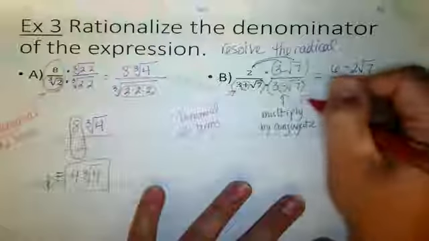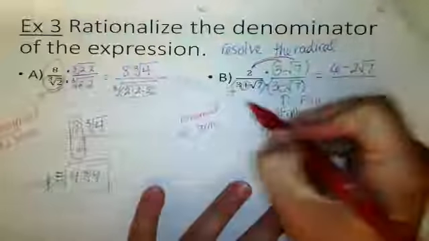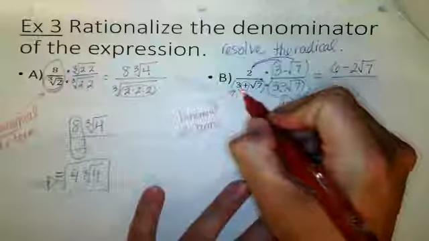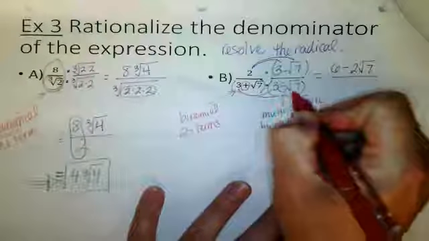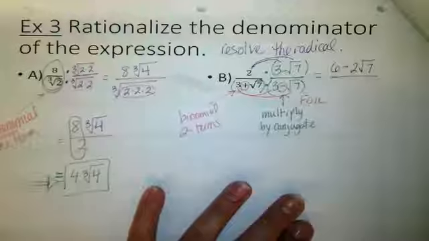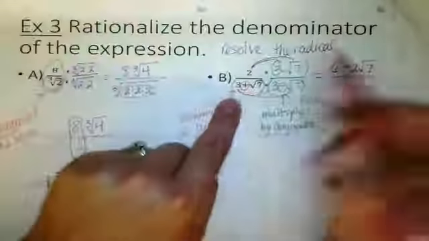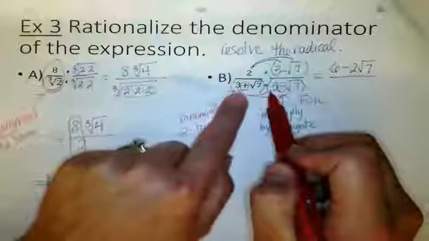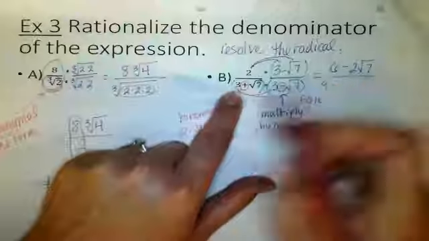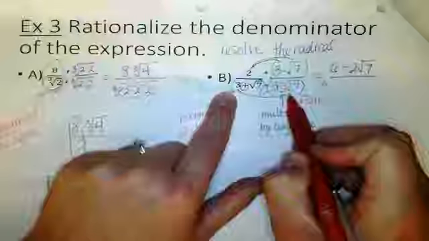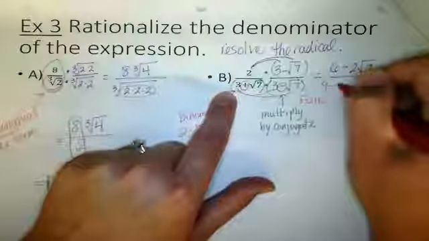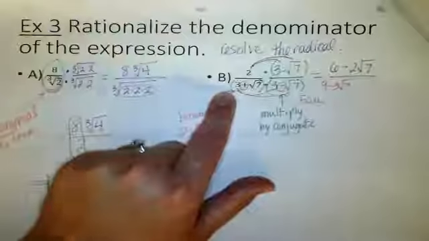Super distribute, or FOIL. You could say FOIL. Again, you've got to distribute. The 3 gets distributed, and then we got to distribute the radical 7. So watch what happens here. We're going to distribute the 3. 3 times 3 is 9. 3 times negative root 7? Negative 3 root 7. Very good.